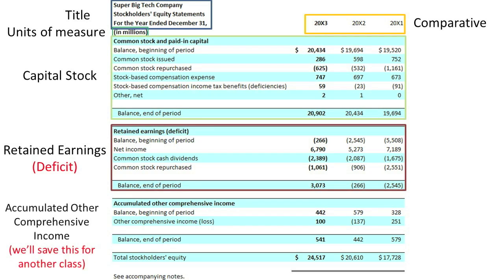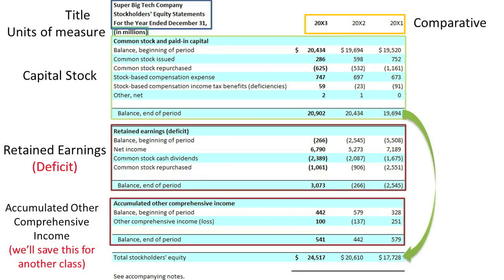Then finally, we have accumulated other comprehensive income. We'll save this account for another class, but the basic idea is these are income that the company has, but it hasn't yet been earned, and so we can't put it on the income statement. So we're going to keep it here on the balance sheet to make sure the balance sheet balances, but when the income finally becomes earned, it'll go onto the income statement and be pulled off of here. When you take the ending balance for each of these accounts, it adds up to the total stockholders' equity at the end of the period.